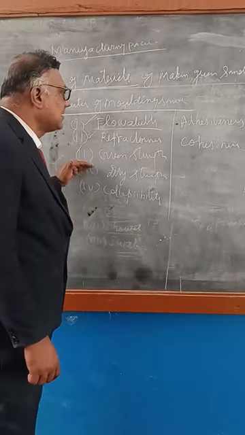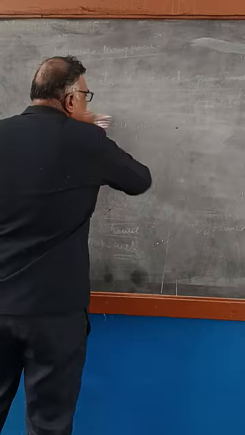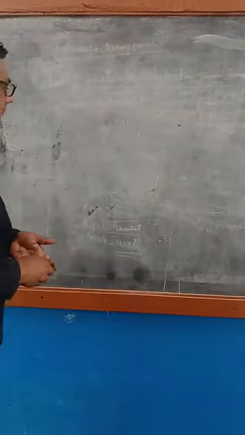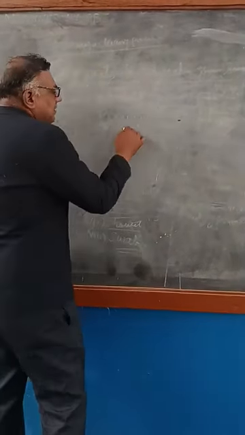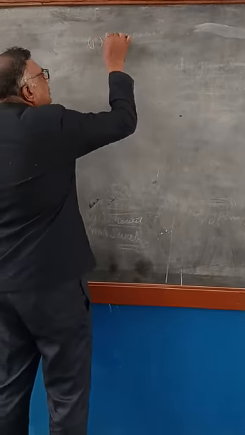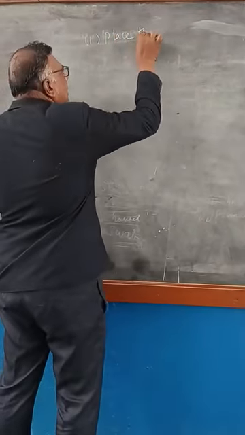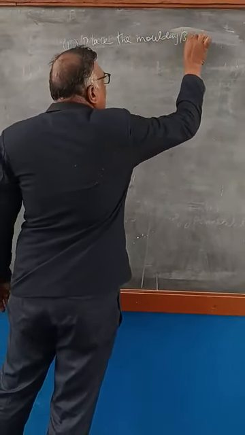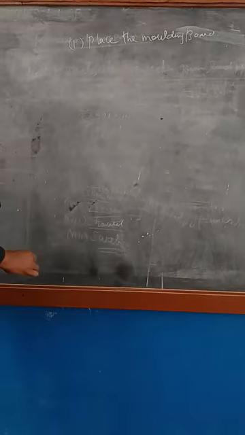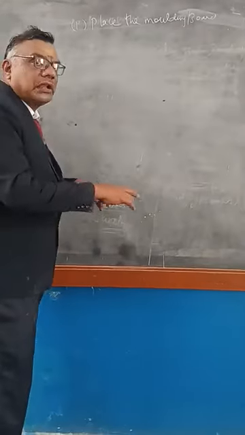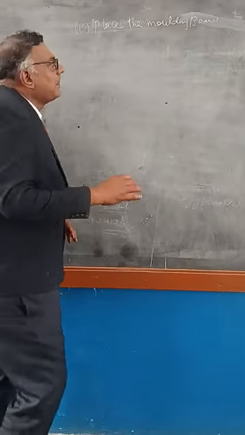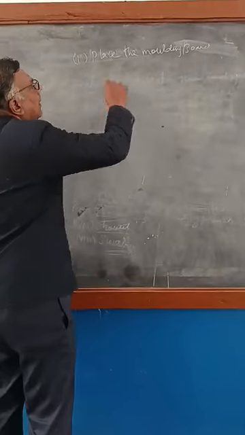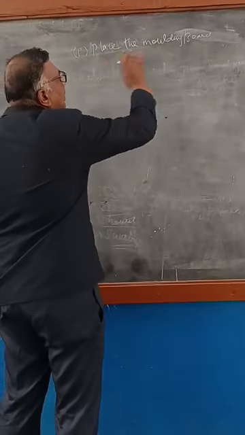Next, now we are going for making a mold. First you have to place the molding board. The surface should be level, and on that level surface you have to place the molding board.